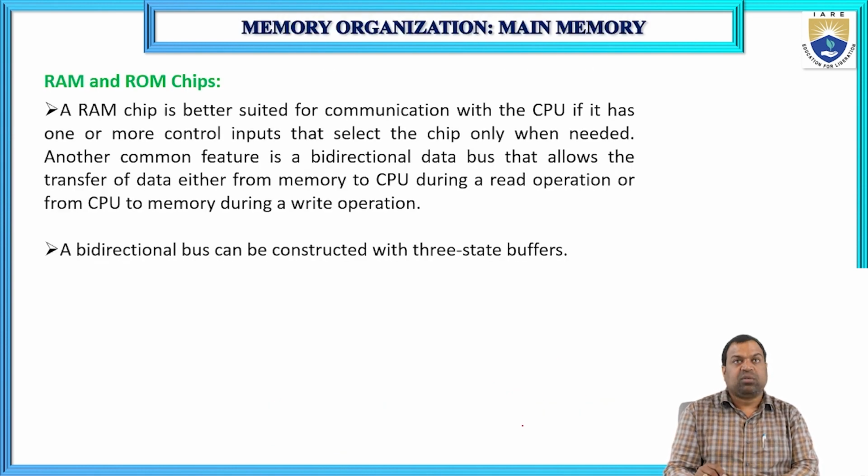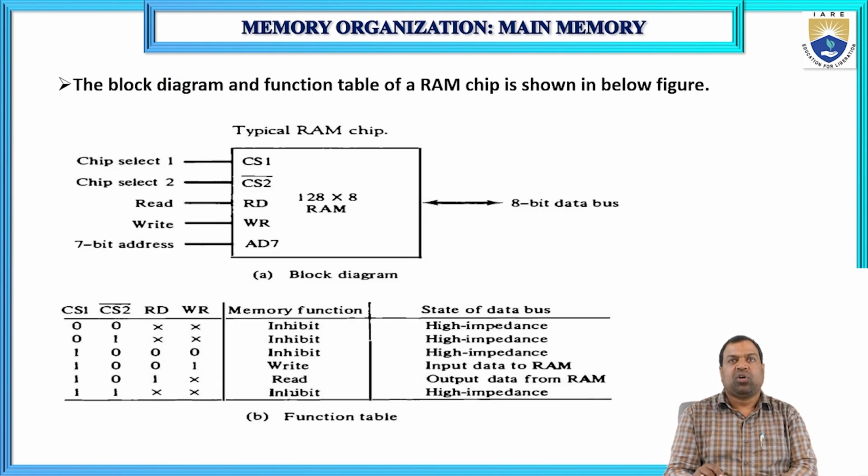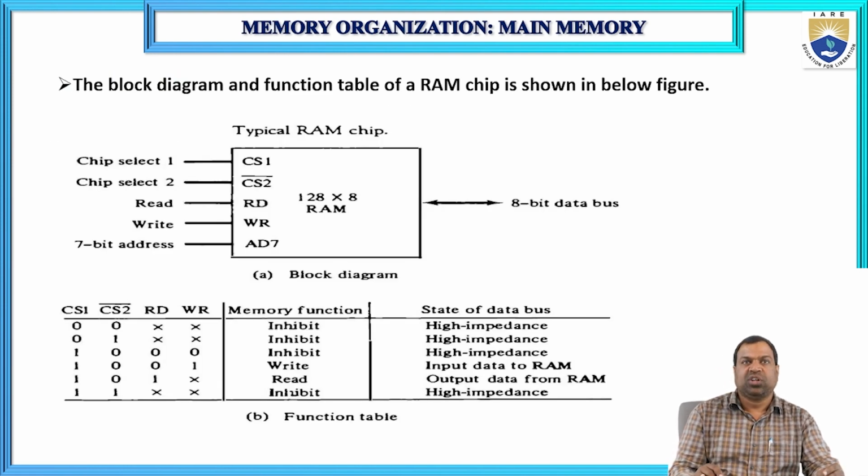And the ROM and RAM chips are well suited for communication with the CPU. They have one or more control inputs that select the chip only when needed. Another common feature is a bidirectional data bus that allows the transfer of data either from memory to CPU during a read operation, or from CPU to memory during a write operation. A bidirectional bus can be constructed with three-state buffers. A block diagram and function table of the RAM chip is shown below.